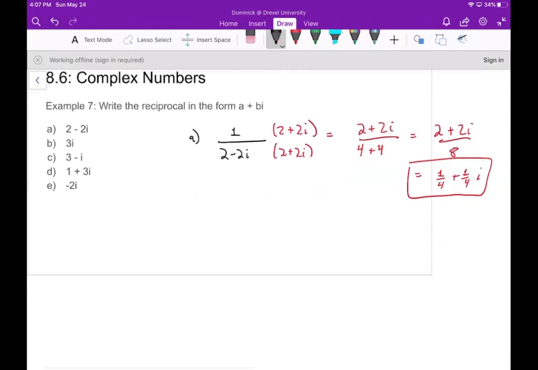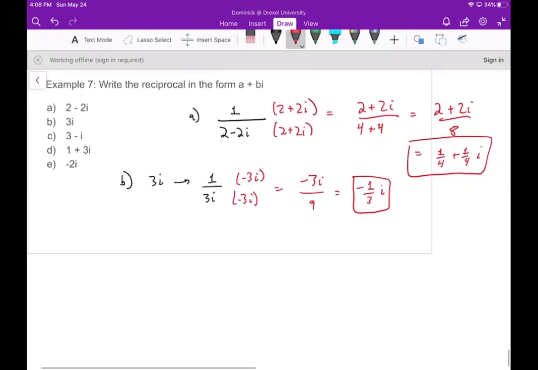Okay, part B, we have 3i. So the reciprocal would be 1 over 3i. And if we multiply by the conjugate, we can multiply by negative 3i. So we get a minus 3i over a minus 9i squared, or a plus 9. So we get a minus 1/3 i. Here, this is purely imaginary.